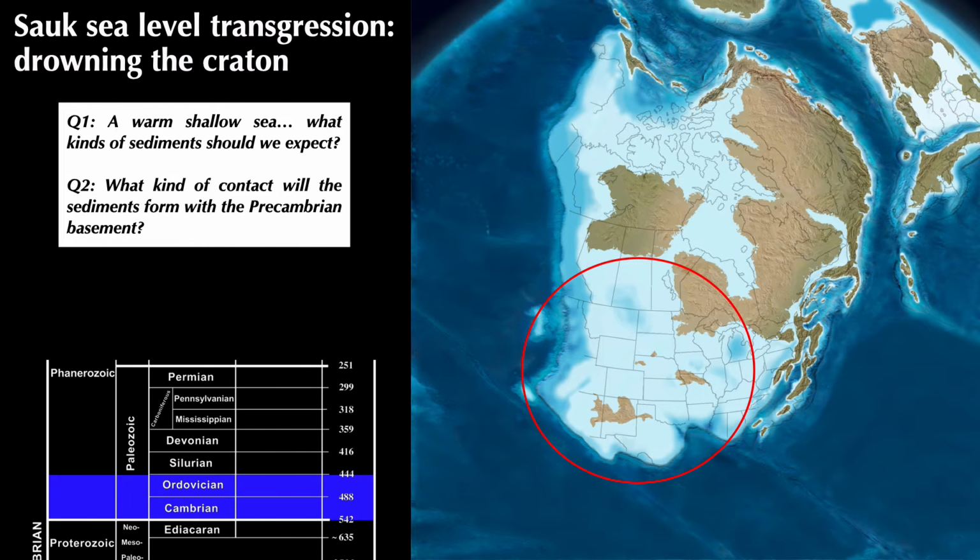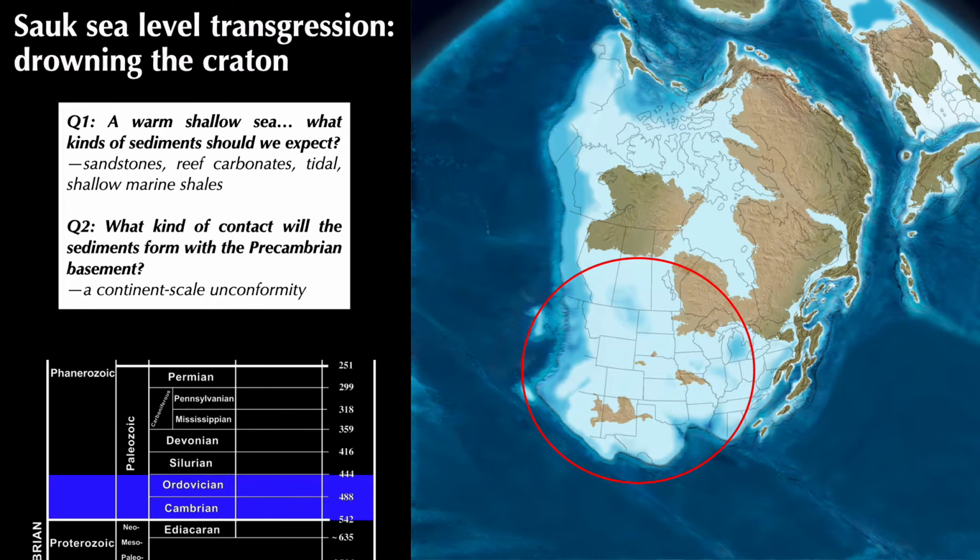So, okay, during the Cambrian Ordovician, most of Laurentia is covered by a warm, shallow sea. So you might ask yourself, well, what kinds of rocks should we expect to be there, and what kind of contact will those rocks form with the Precambrian basement?